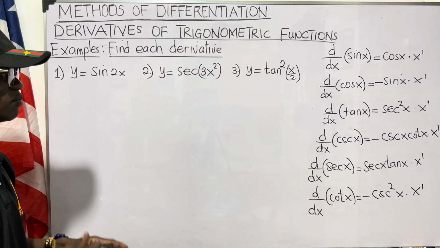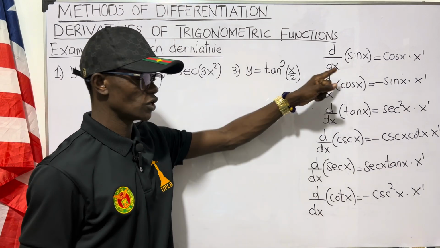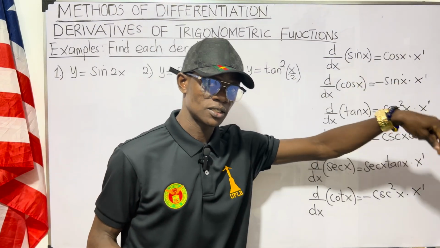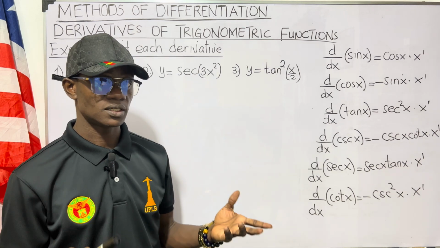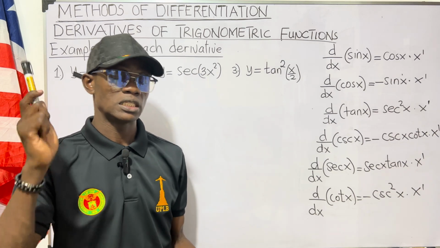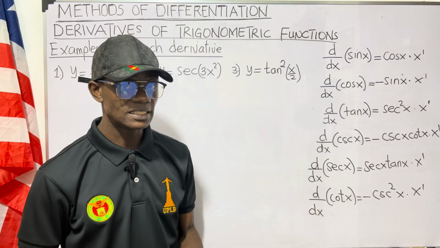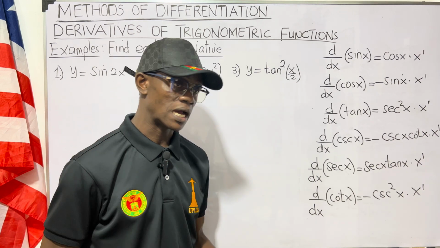So remember the rule, whenever you differentiate a trig function, you must differentiate the angle. That's the golden rule of finding derivatives of trigonometric functions. Differentiate the function and differentiate the angle of the function.